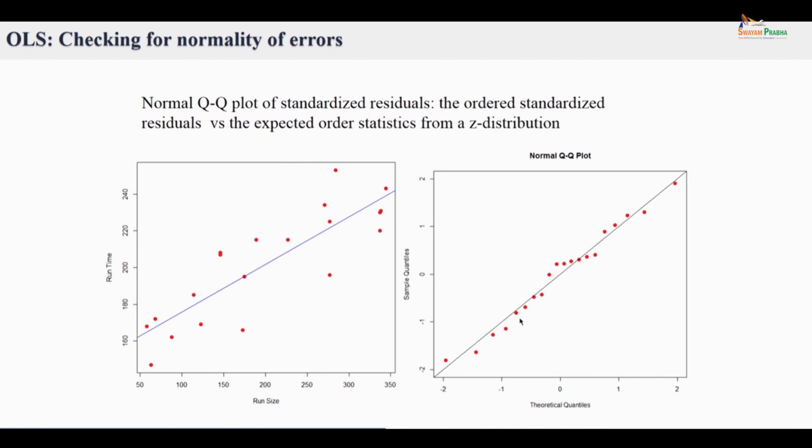If this does not happen, if we find significant deviation of these quantiles from the 45-degree line, then the normal distribution assumption is incorrect, which means we have to modify the least squares objective function to accommodate this. It may or may not have a significant effect on the regression coefficient, but there are ways of dealing with it, which I will not go into.